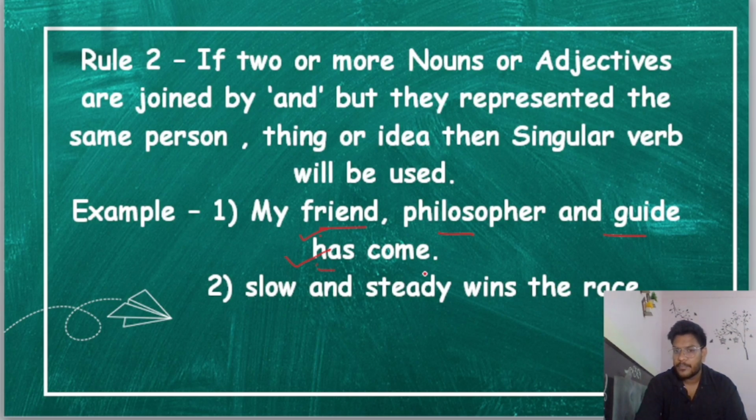Slow and steady wins the race. In the next example, slow and steady wins the race. Both nouns represent the same thing, the race, so we have to use wins, a singular verb.